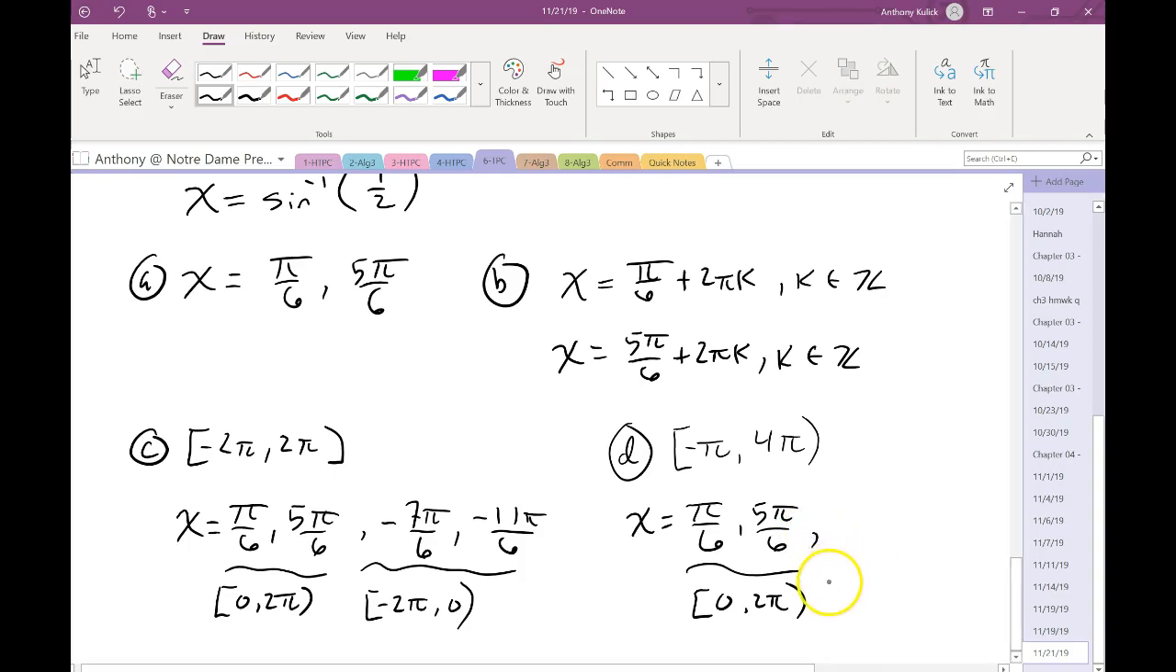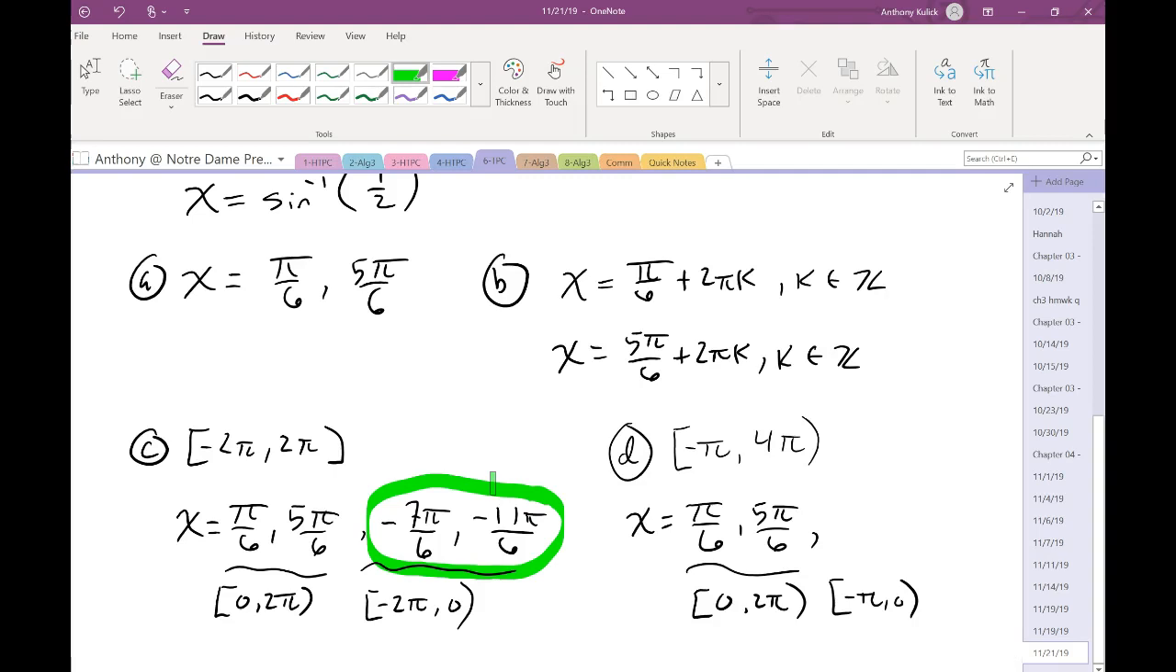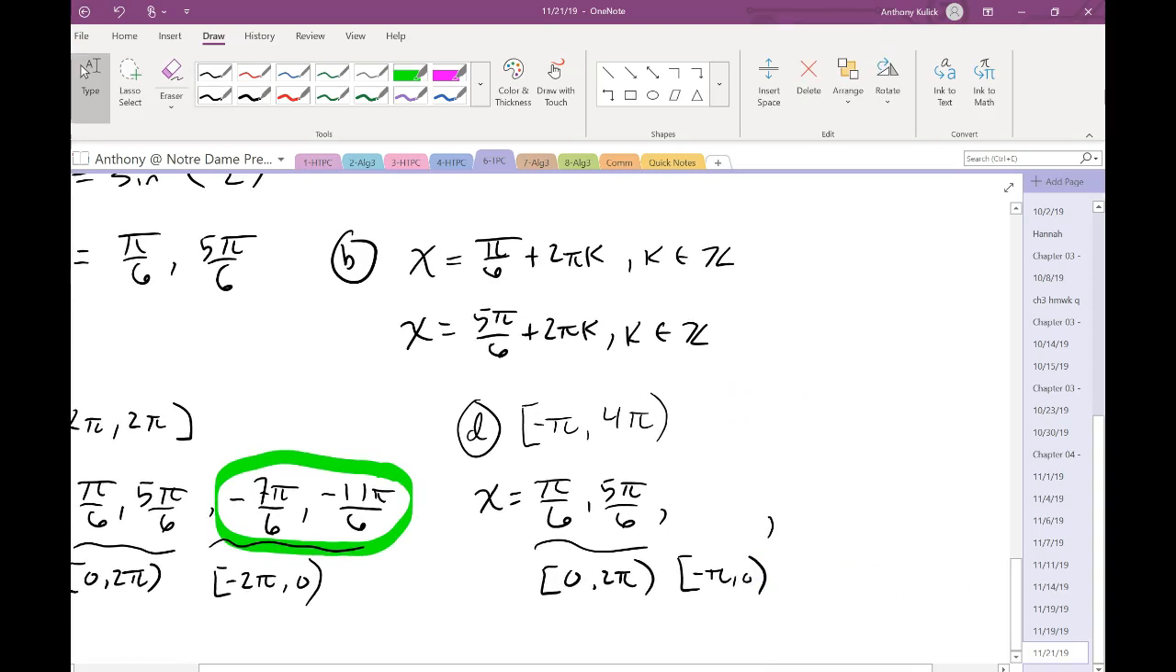Now let's look at the interval from negative pi to 0. Where do we go to look at those? We look at the negative answers from the previous part and see if any of those are between negative pi and 0. Are either of those between there? No. So we don't have any answers on that part. There's nothing in there. Actually, let's just leave it blank. That's probably less confusing.